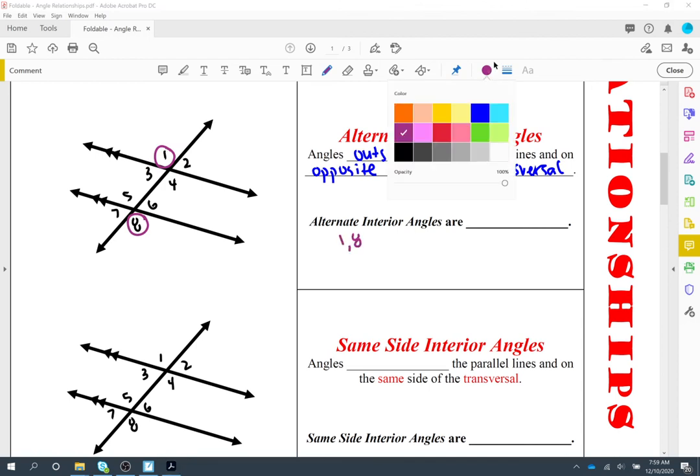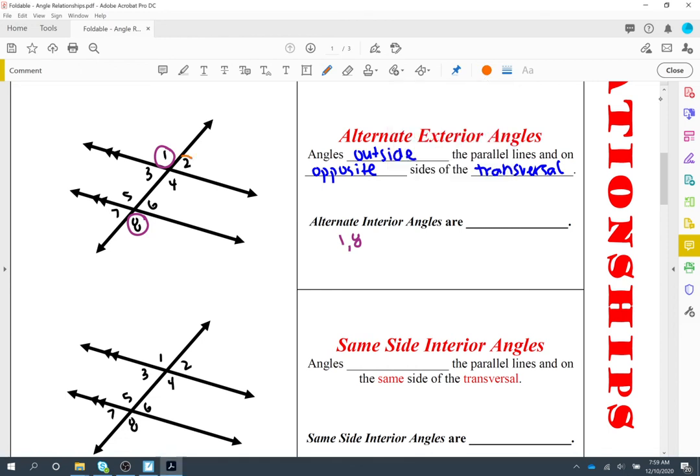Then we're going to do number 2. Hop down to this guy, opposite. He's on the right, this guy's on the left. So then we have 2 and 7. And then they have to be exterior. Okay, so exterior are on the outside. These are not, so that's all we have. Now, typo here. This should say exterior. And we know that alternate exterior angles are also congruent. So again, 1 has the same measure as 8, 2 has the same measure as 7.